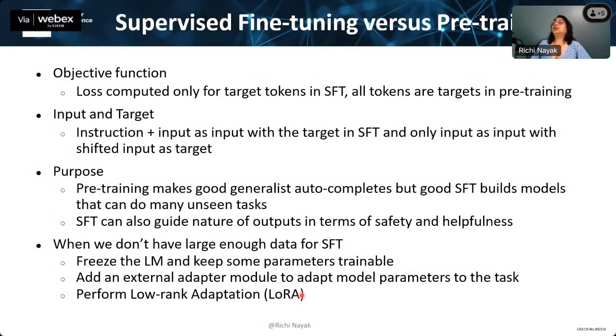So now let's look into supervised fine-tuning very quickly. As we know, GPT is made for autoregressive prediction tasks. So loss is computed only for target tokens. You have target tokens, and during pre-training, all tokens are targets. So every next word is the token prediction for the preceding sequence.